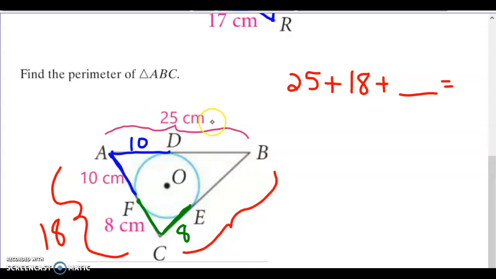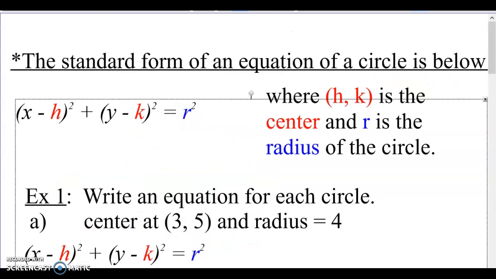So if the entire side over here is 25, and if this piece is 10, well, then that would mean that this has to be 15. And again, making my little ice cream cone here, if that piece is 15, then this piece here would also be 15. So now I should know the entire side here is 8 and 15, which would be 23. All right, so now I can add those together and have my perimeter. Okay, so that's all our information about tangents.